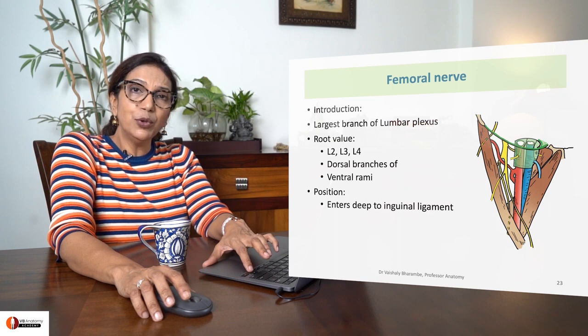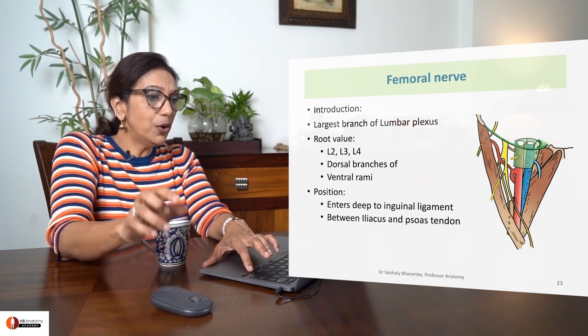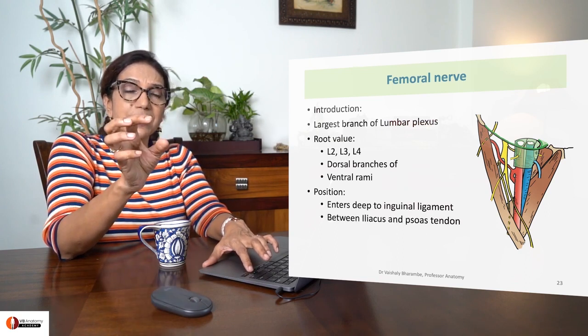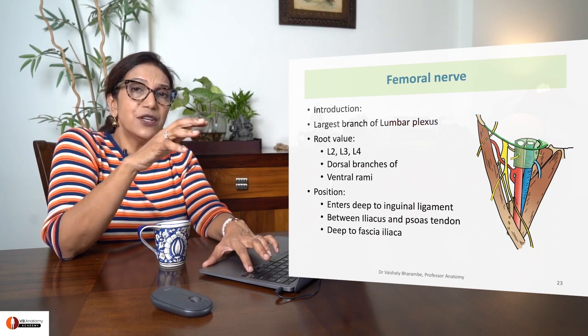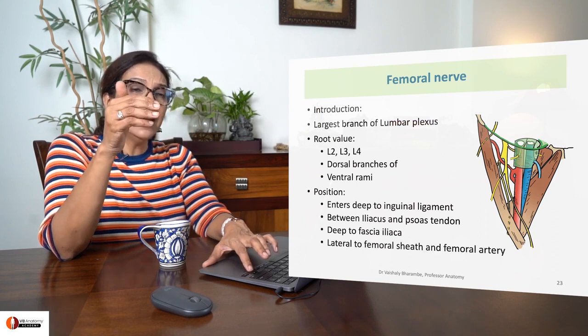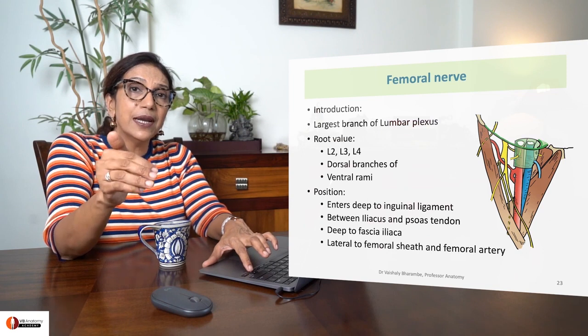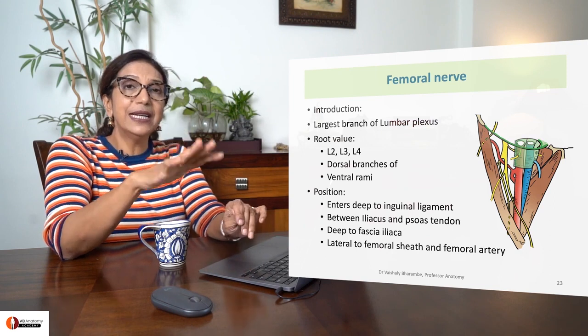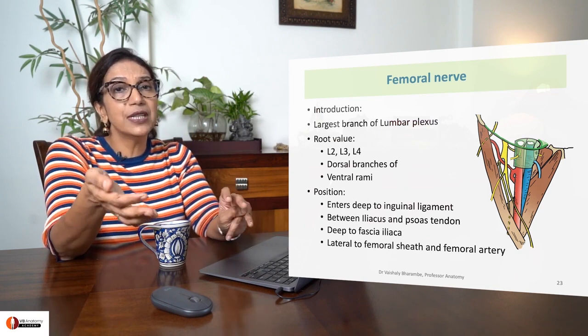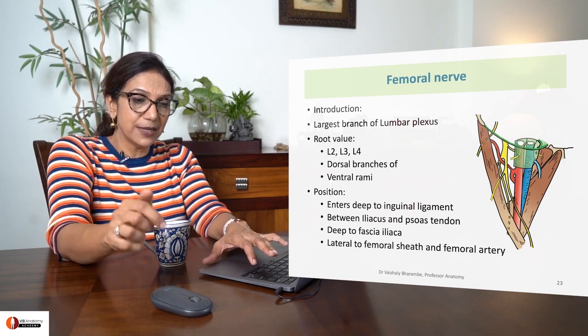Right. So the position. It enters deep to inguinal ligament, at one point between iliacus and psoas, okay, deep to fascia iliaca, and it's not a content of the femoral sheath. It lies lateral to the femoral sheath and the femoral artery as seen.